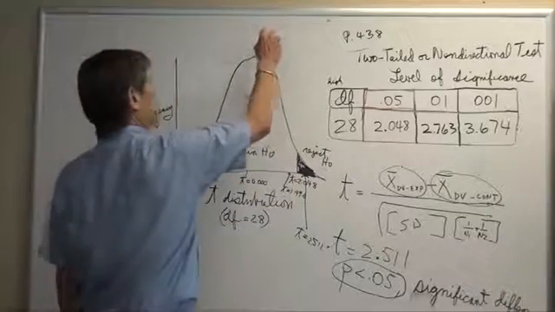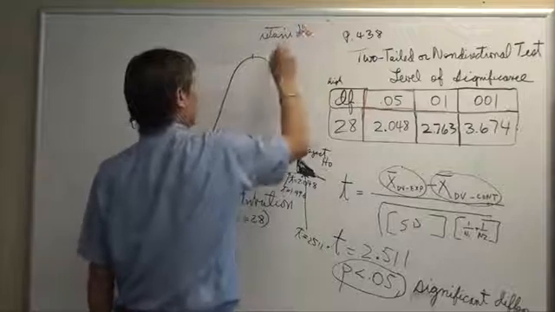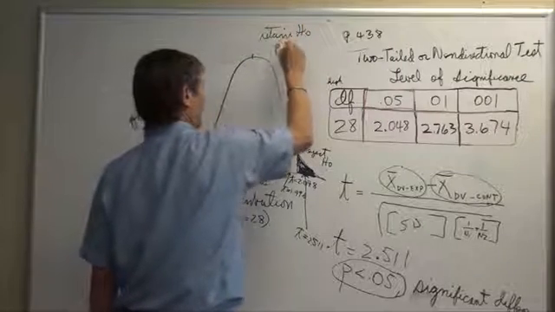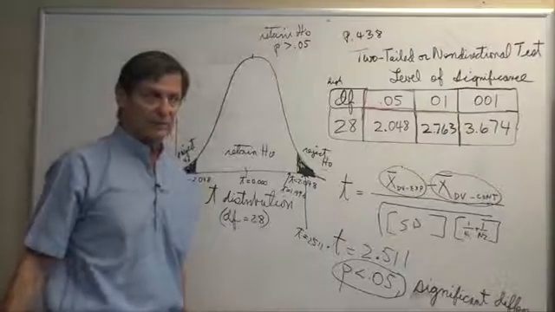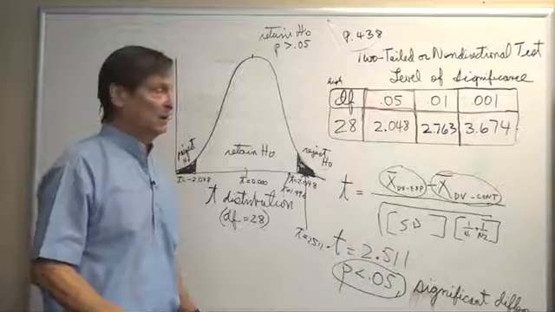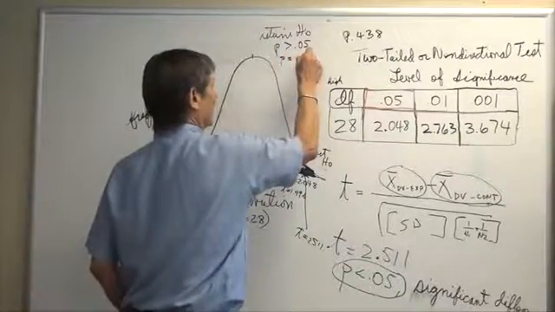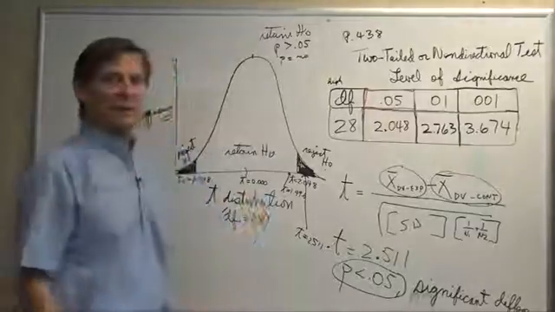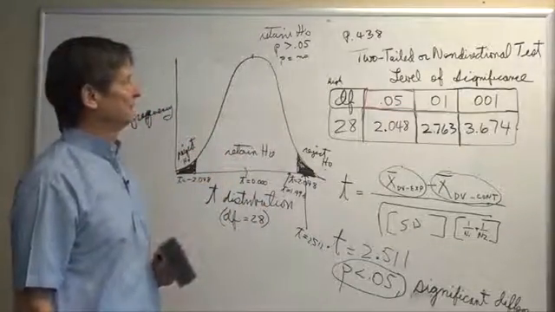So, if we retain H0, it'll always be P greater than 0.05. It'll never be anything else. When will it be P greater than 0.01? Never. Always P greater than 0.05 or P equals NS. That means if there's a non-significant difference between the means, any difference we attribute to chance.